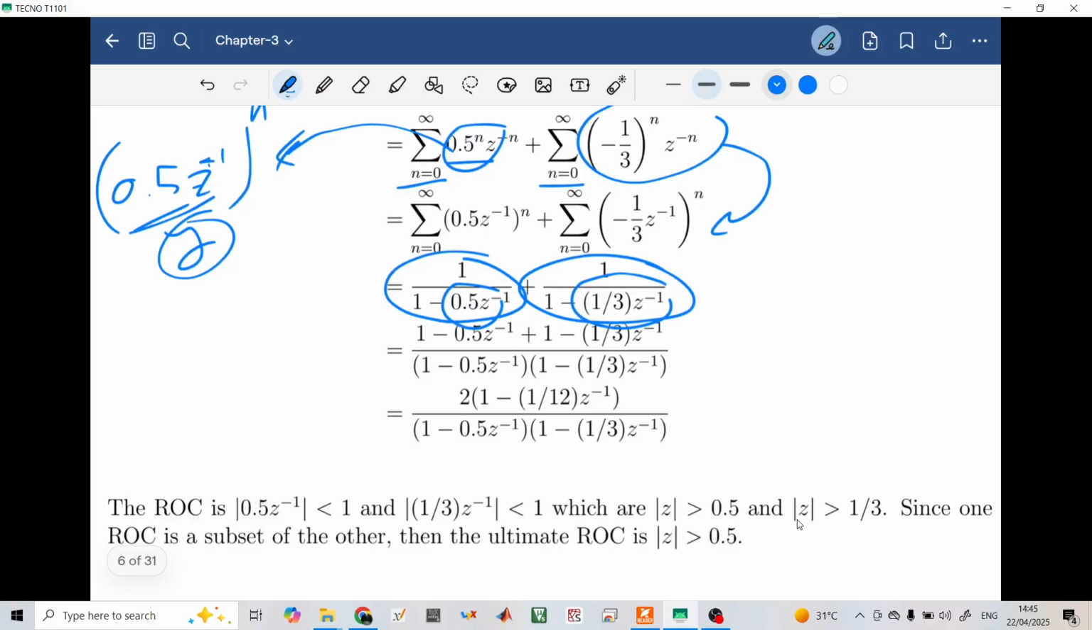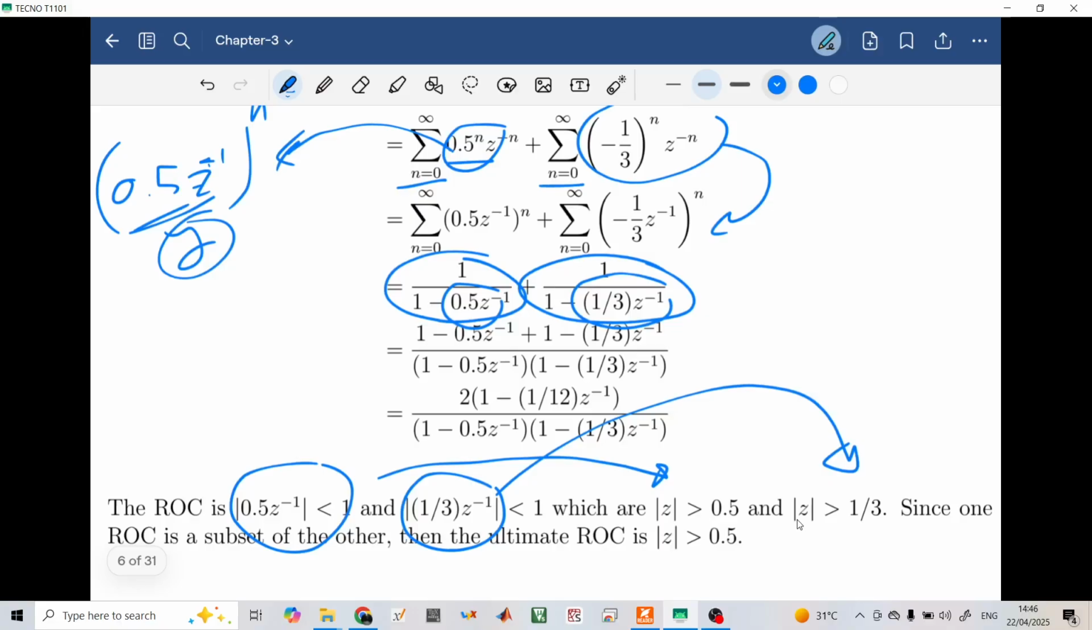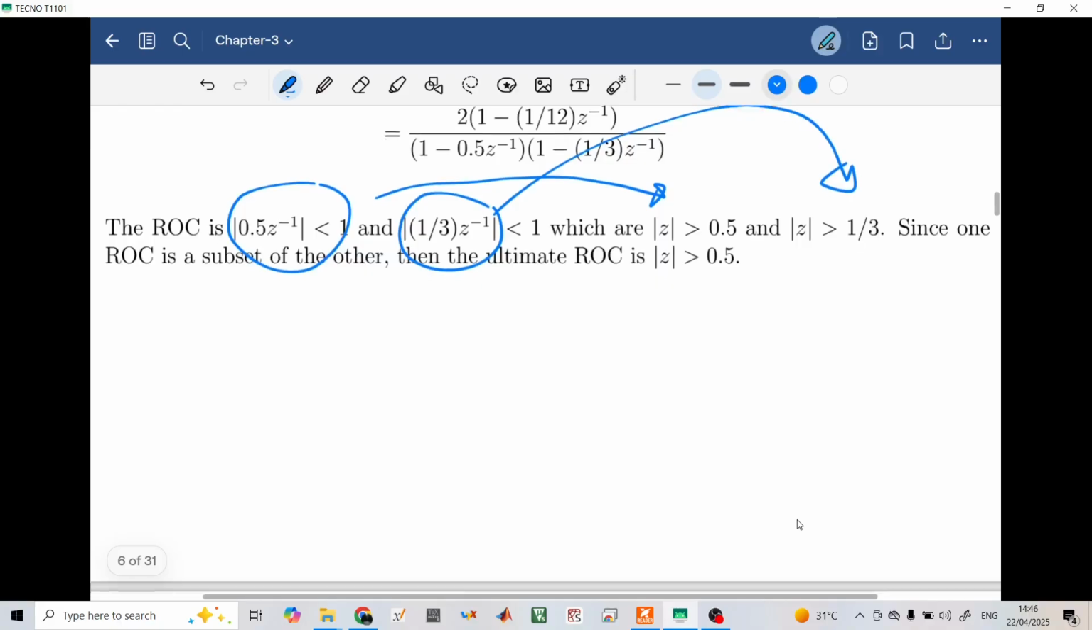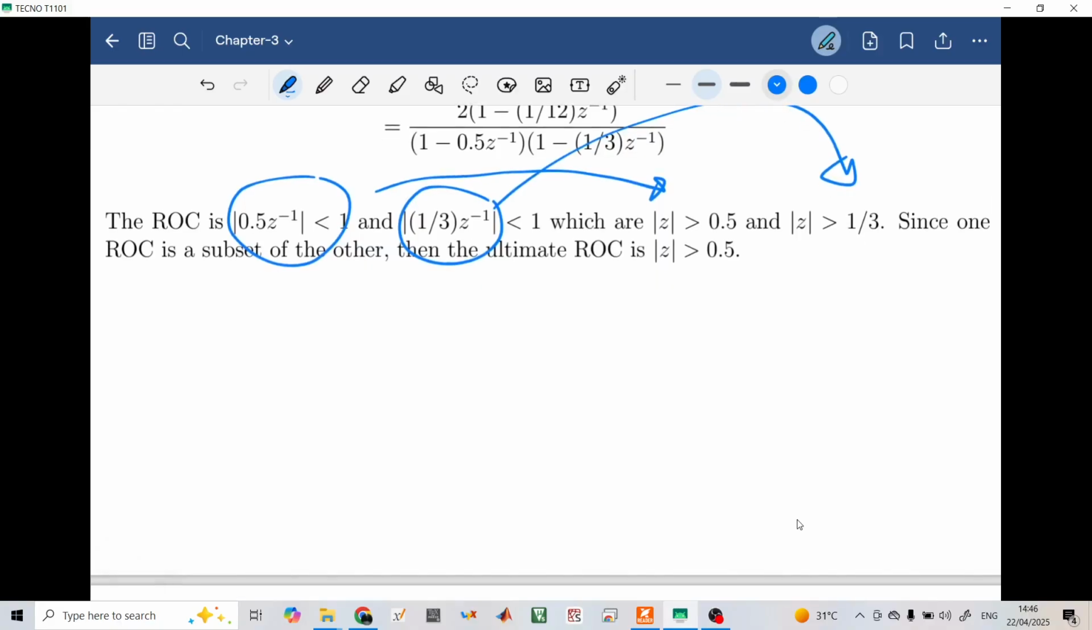So this term here, 0.5 times z to the power minus 1, absolute value should be less than 1, and 1/3 times z to the power minus 1, absolute value should be less than 1. So the first term will give us this disk and the second term will give us this disk. So the answer is actually the overlap of those two disks.